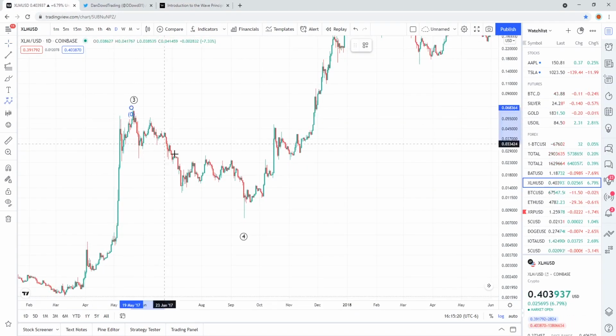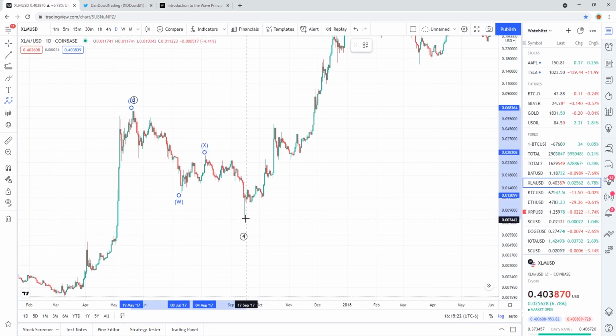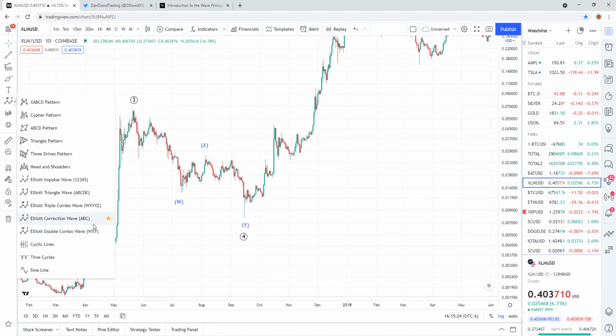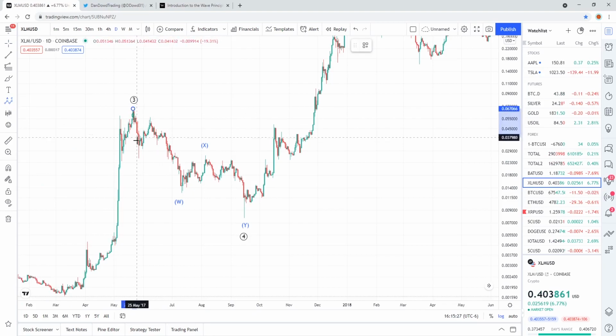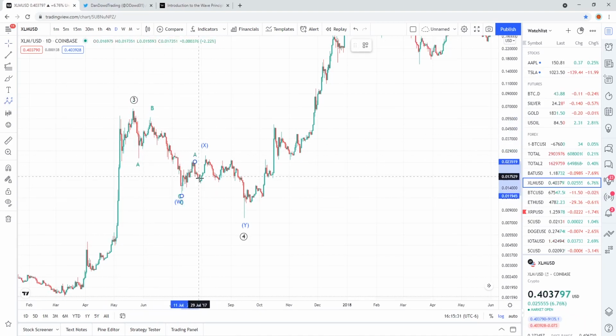Wave 4 corrected as a double zigzag. I go over this in a few of my videos, what a double zigzag is. So for wave W, there was an ABC correction. And then for wave X, there was another ABC in this example. And then same with wave Y.